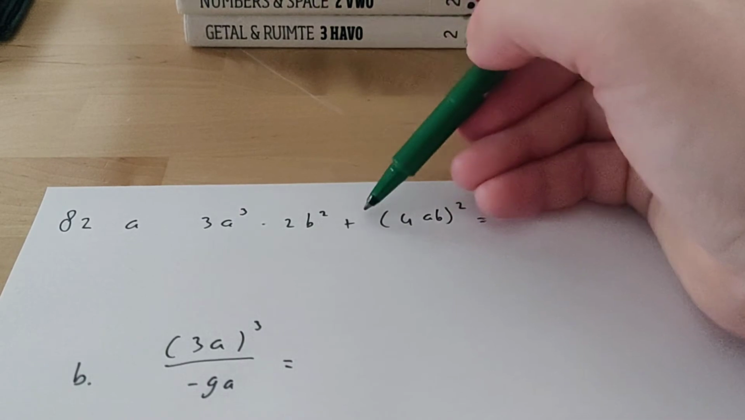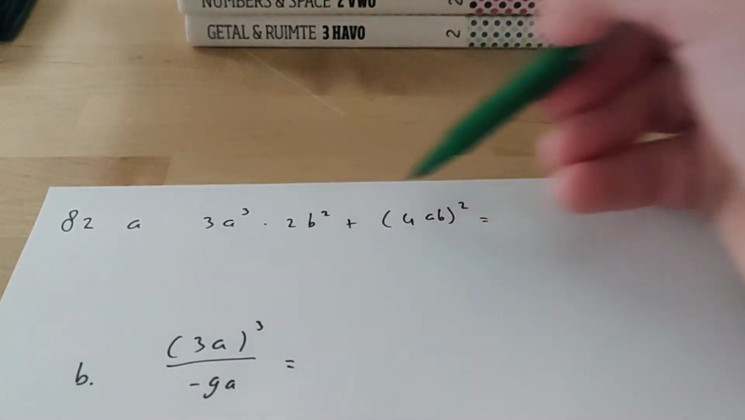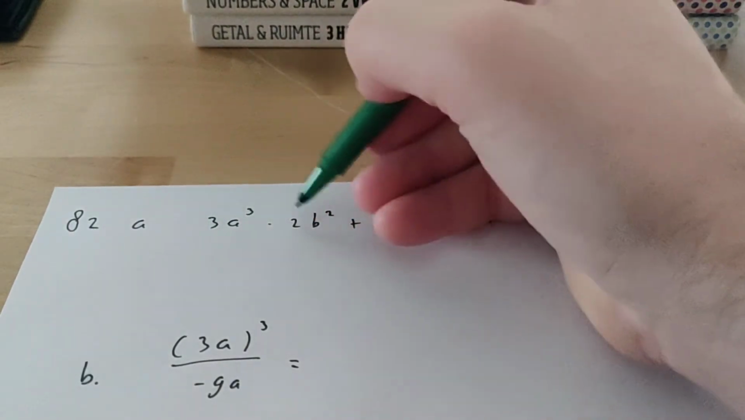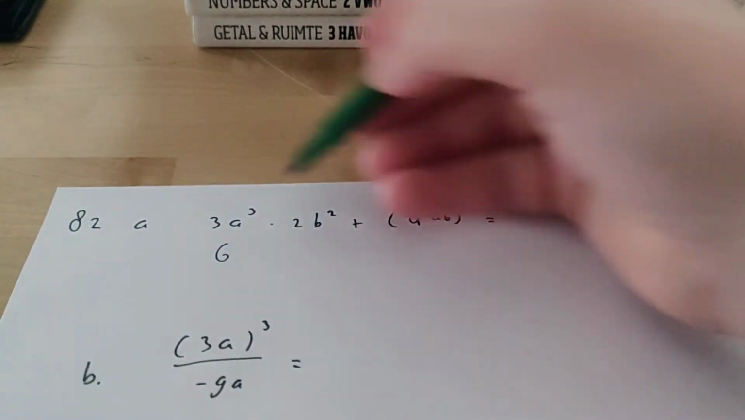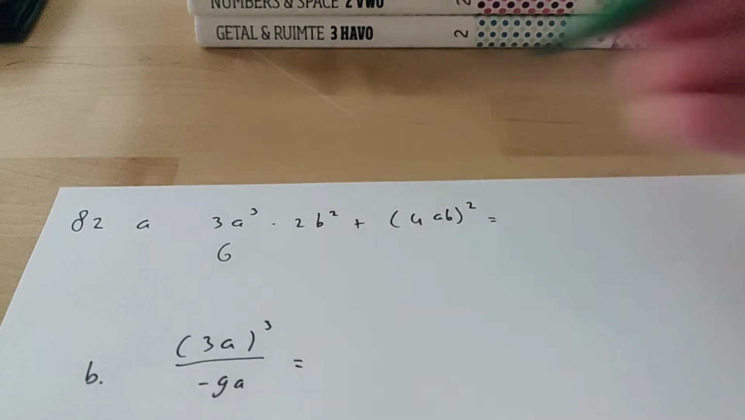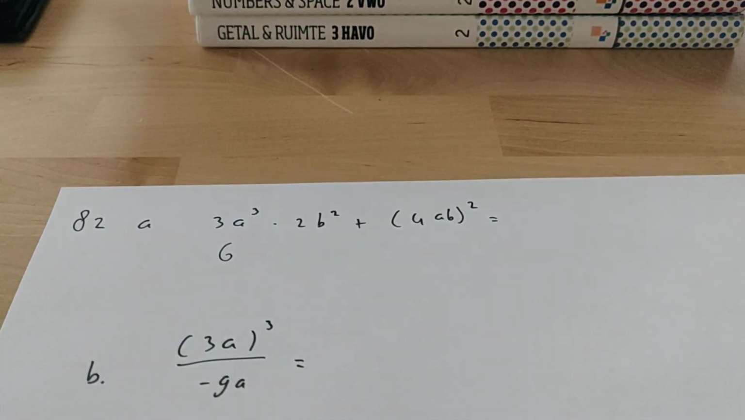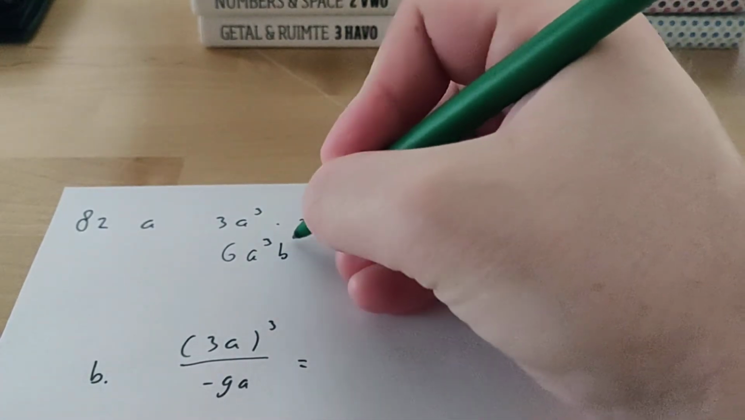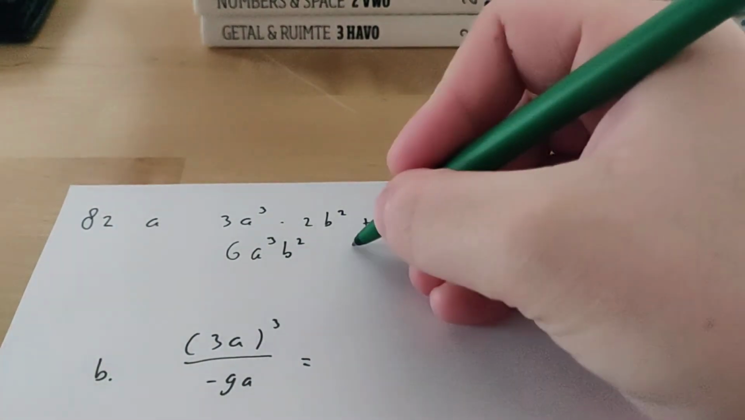There's a plus here, so we have to do that last, so we can calculate this first and that first, and then add it. If you calculate this first, 3 times 2 is 6. And then a to the power of 3 times b squared, you can't really do anything with it. So that's why you write down a to the power of 3 b squared, like that.